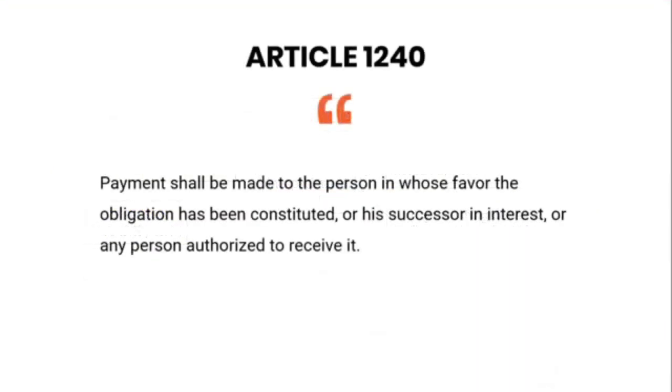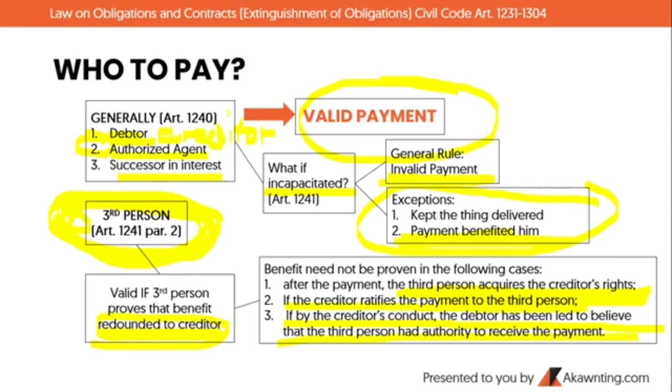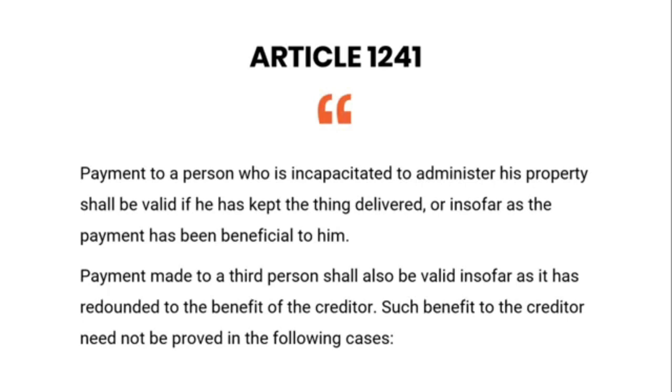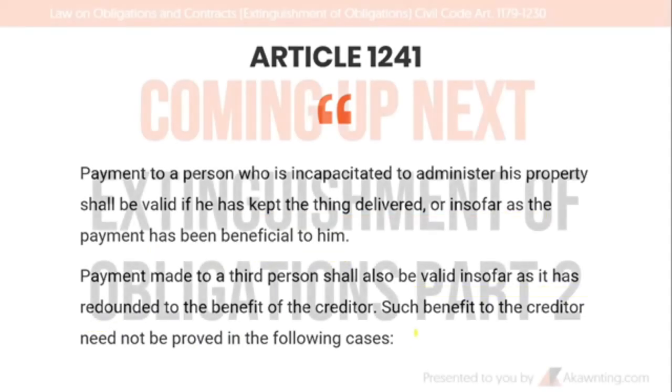Okay? So, next. Article 1240. Payment shall be made to the person in whose favor the obligation has been constituted or his successor in interest or any person authorized. Okay, 1241, payment to a person who is incapacitated to administer his property shall be valid if he kept the thing delivered or insofar as the payment has been beneficial to him. Payment made to a third person shall also be valid insofar as it has redounded to the benefit of the creditor. Such benefit to the creditor need not be proven in the following cases.